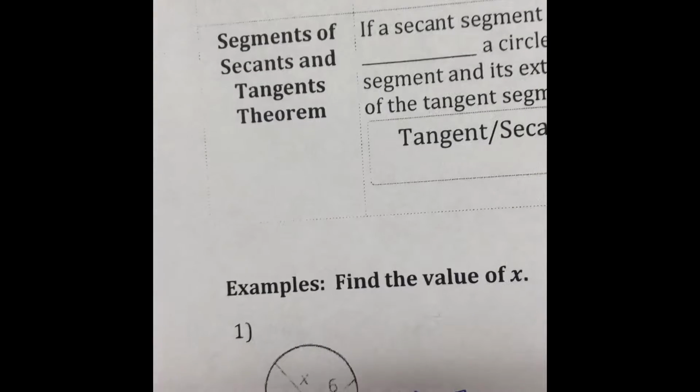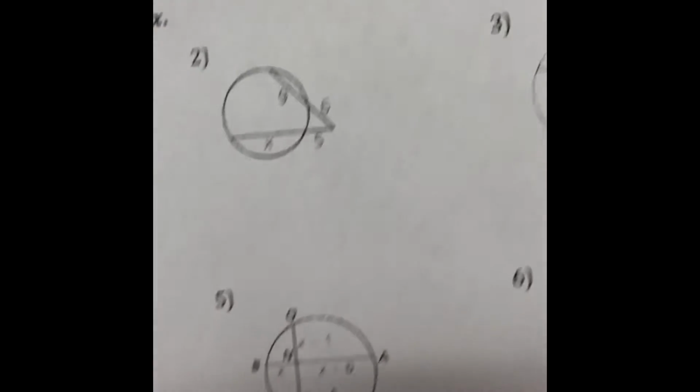So that's if you have two chords. An example of that would be number 5. You'll see that one worked out. On the back side, an example of that would be number 7 and number 9.